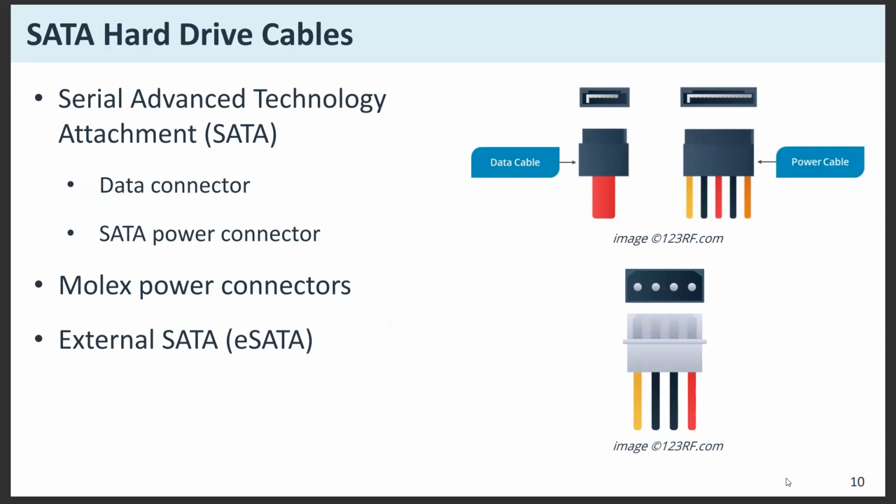I strongly recommend that not only do you go through these videos, but at the same time that you're watching them, you also go to the CompTIA material. They explain the Molex power connectors and the external SATA. I was intending to read both, but I feel that's going to be kind of hard considering this is my first time. So thank you for your patience on this.